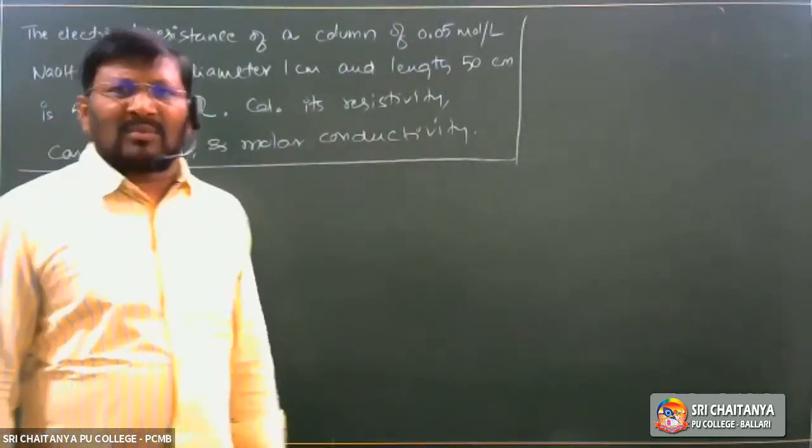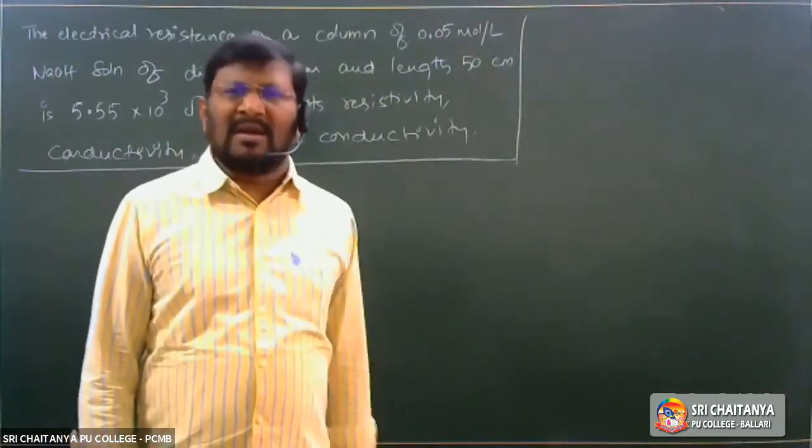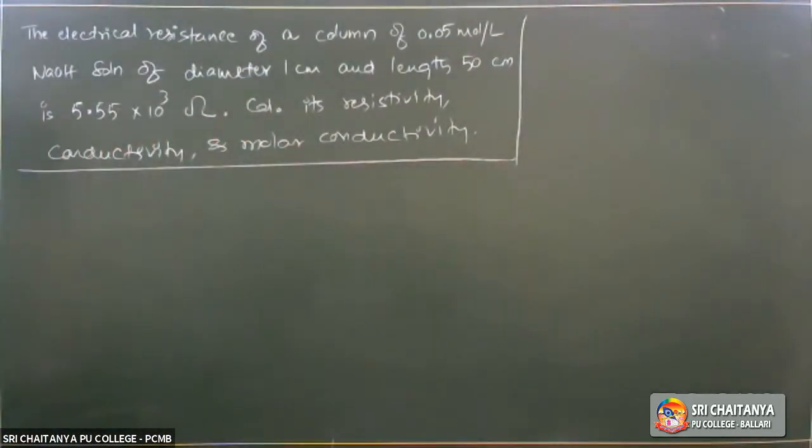We are working on problems related to conductance of electrolytic solutions. Please go through it. Now, this is a problem. The electrical resistance of a column of 0.05 moles per liter NaOH solution of diameter 1 centimeter and length 50 centimeters is 5.55 into 10 power 3 ohms. Calculate its resistivity, conductivity, and molar conductivity.